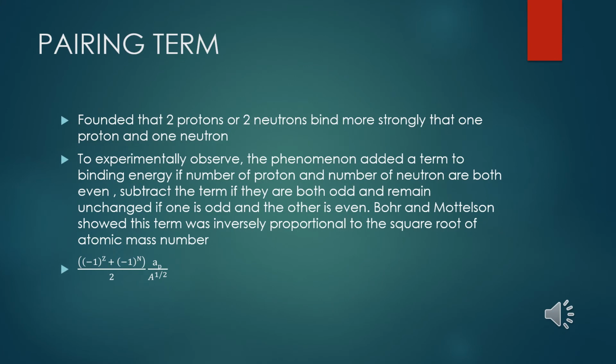So right now I'm going to present the pairing term. It is found that 2 protons or 2 neutrons bind more strongly than 1 proton and 1 neutron. To experimentally observe the phenomenon, a term is added to the binding energy if the number of protons and the number of neutrons are both even. The term is subtracted if they are both odd, and the term remains unchanged if one of them is odd and the other is even. Bohr and Mottelson showed this term to be inversely proportional to the square root of the atomic mass number, which is the equation below.